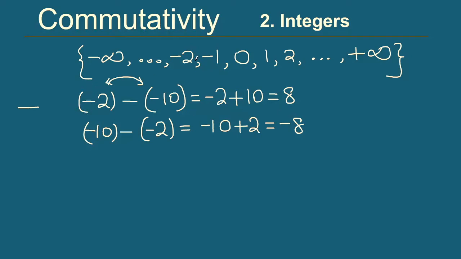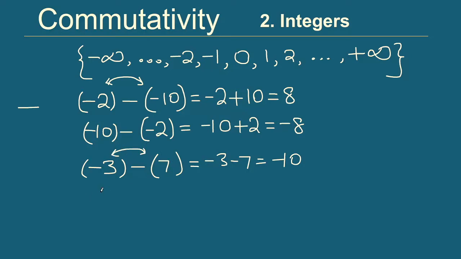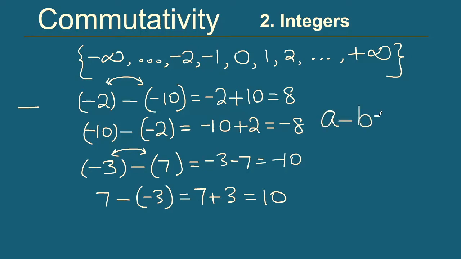This time let's take one negative integer and one positive integer. So maybe we can do, say, minus 3 minus, and our second integer is 7. So this will be simply minus 3 minus 7, which is minus 10. Let's switch the numbers, and now we have 7 minus minus 3. So this will be 7, minus minus will become plus 3. This will be plus 10. So again, we see they are not equal. So in other words, A minus B is not equal to B minus A. So we say that for integers, subtraction is not commutative.